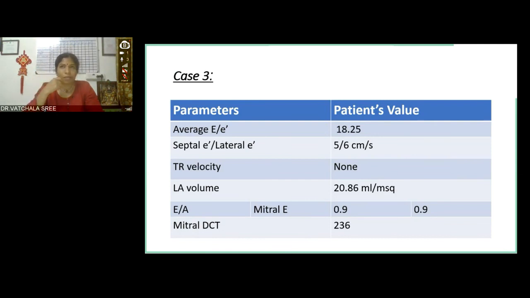And Sir Rakesh Gupta sir is a big fan of LA volume. In all the exams, there will be a question about LA indexed volume. So at least for that, I think you should measure it and know the value.